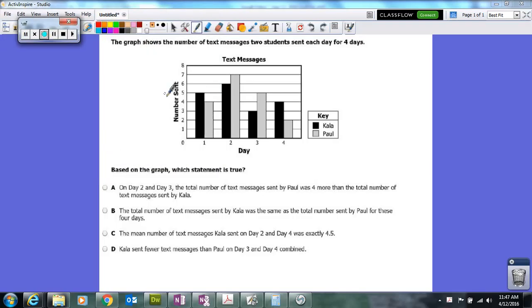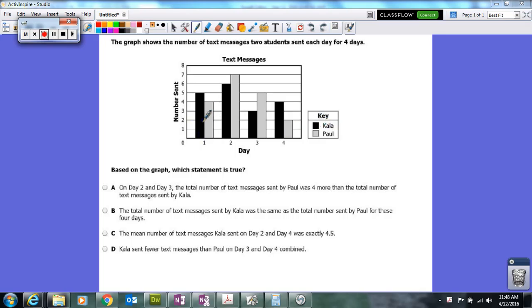All right, boys and girls, we have a graph from the 2014 Math 8 SOL test, a question that has a graph that shows the number of text messages two students sent each day for 4 days. So on the x-axis, we have day 1, day 2, day 3, and day 4. And on the y-axis, we have how many texts were sent each day. The black bars represent the student Kayla, and the gray bars represent the student Paul.